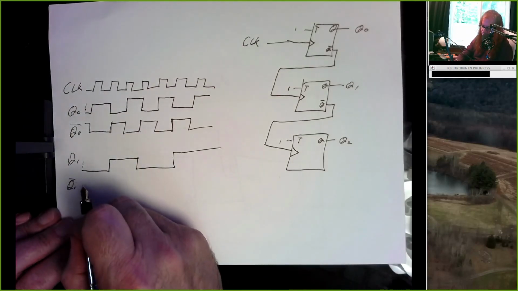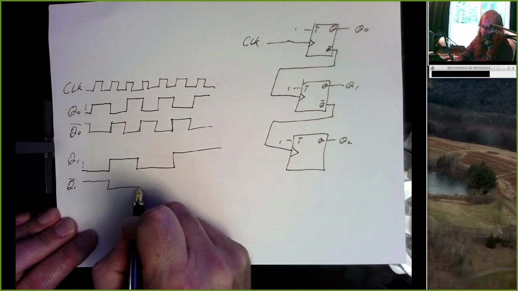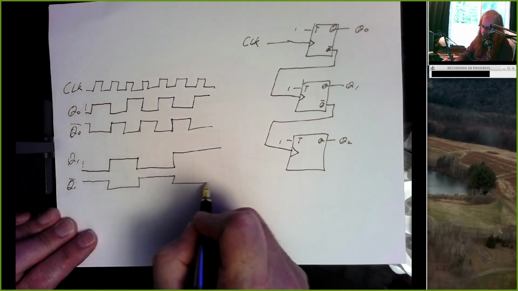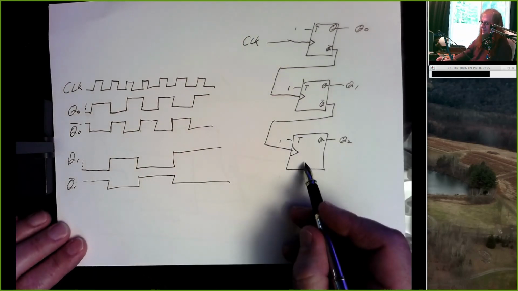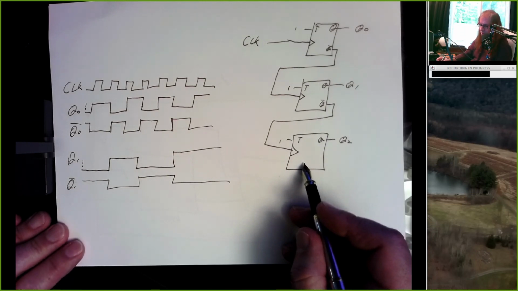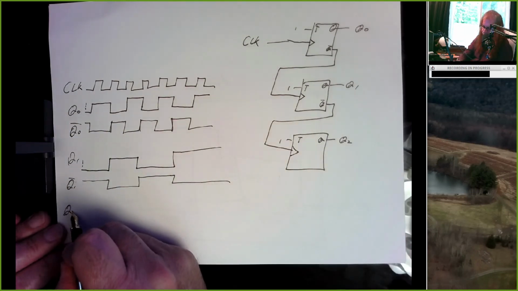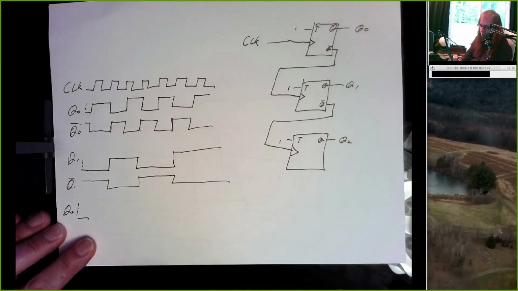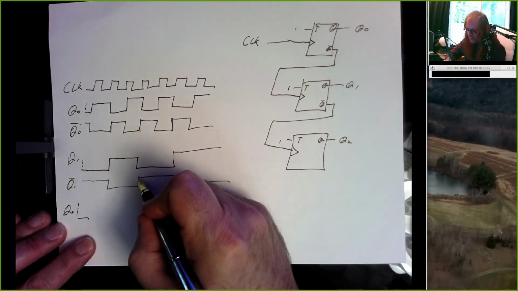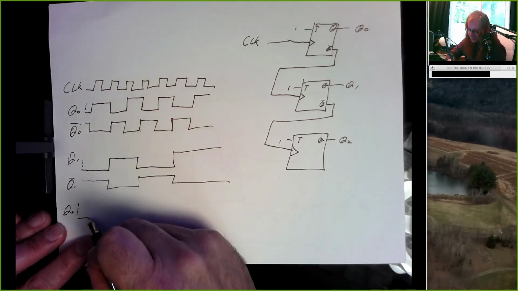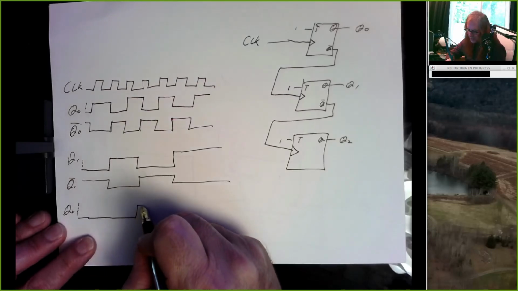And so Q1 bar is the opposite of that. And Q1 bar is feeding the clock of this third flip-flop. And so Q2, supposing that started low, it's going to toggle every time that its clock changes from 0 to 1, which happens right here.